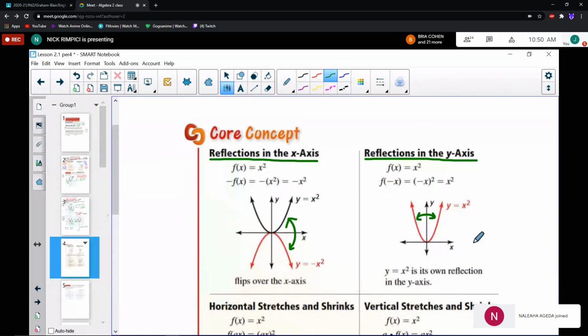That's basically it for reflections. There are other types of reflections, but we're not going to talk about those today. We'll talk about a reflection in the line y equals x, which is more advanced, a little later in the year, but we're not going to worry about that now. Any questions on reflections in the x or y axis? Anything at all?